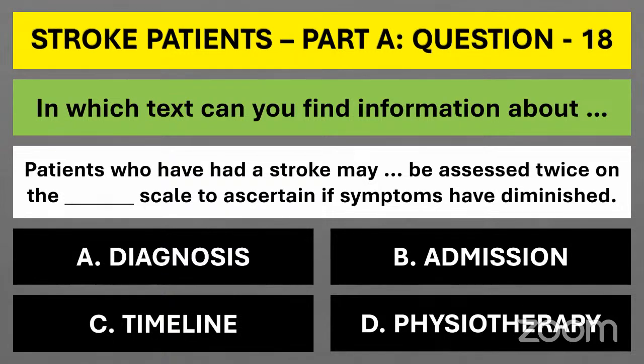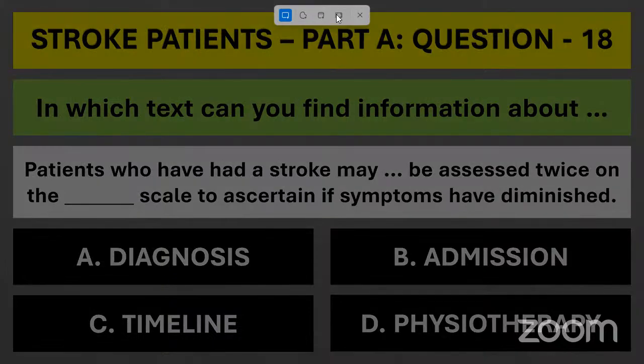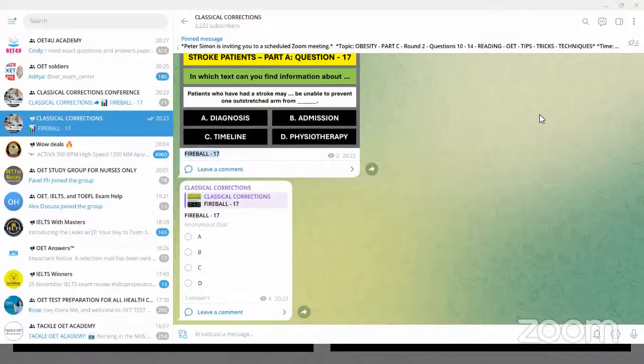Patients who have had a stroke may be assessed twice, two times, twice assessment on the scale to ascertain. Ascertain means make sure of. Write down: means ensure. Ascertain is a C1 or C2 vocabulary. Somebody find out, let me know. Most likely it is C2 vocabulary, like ensure. Question number 18.